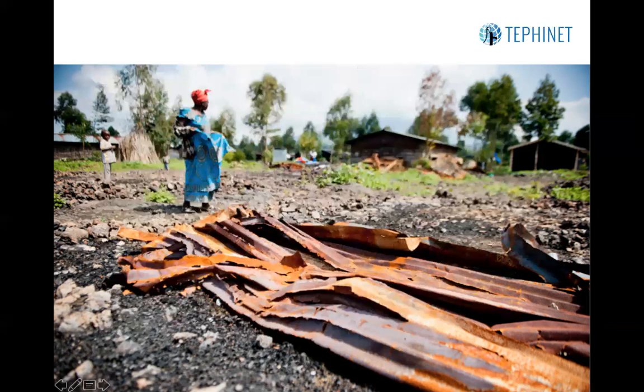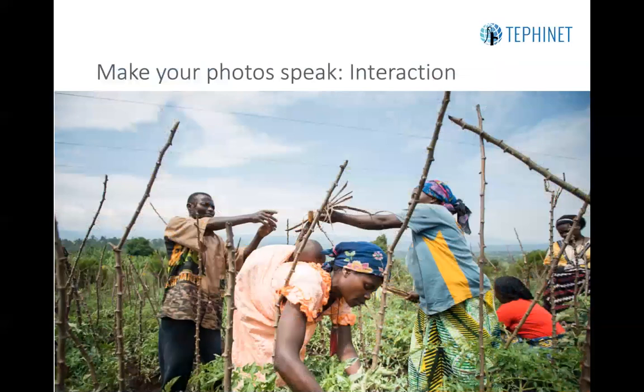And again, we have a diagonal. So other ways to make the photographs speak and make them just that much more compelling is to really deal with interaction. Wait for those moments when individuals are working together, looking at each other, interacting with each other. As you can see here, that moment where he's reaching for the sticks and the woman is passing them over the back while the others are still working.